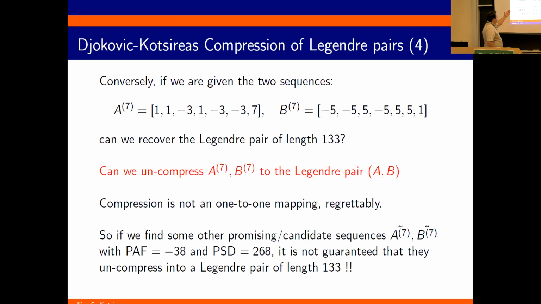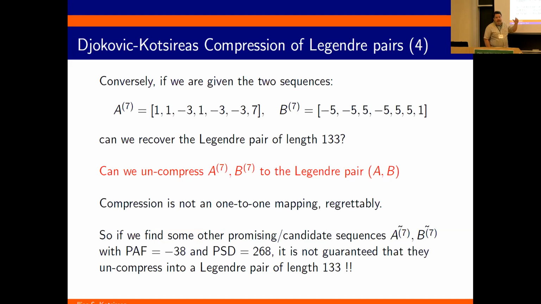So if someone gives you these two sequences A7 and B7 with these characteristics, can you recover the Legendre pair of length 133? Computationally speaking, this is possible. Of course, it is time consuming, and programming this algorithm is not the easiest program that I had to write, but it is doable. The only problem with it is that compression is not a one-to-one mapping.